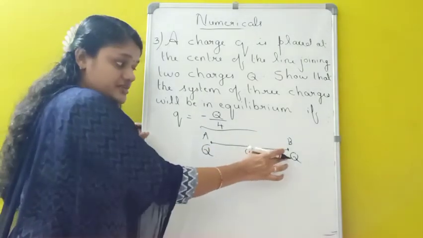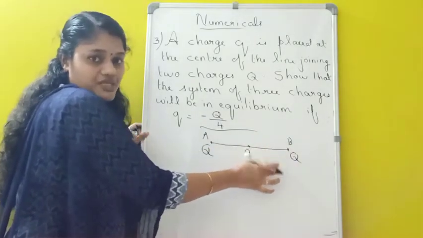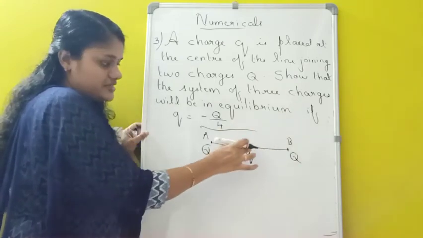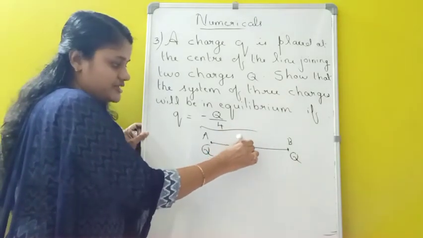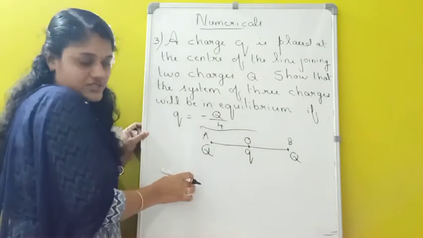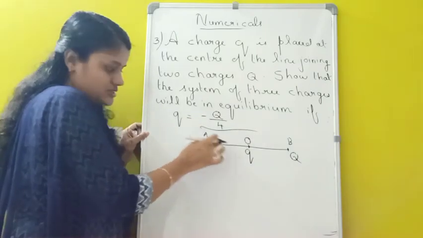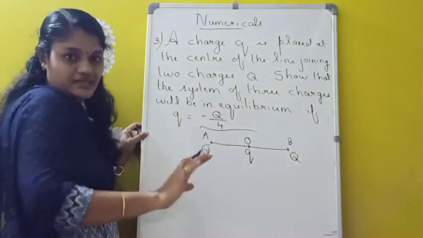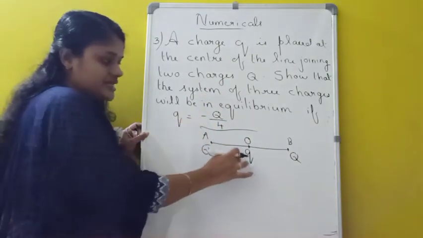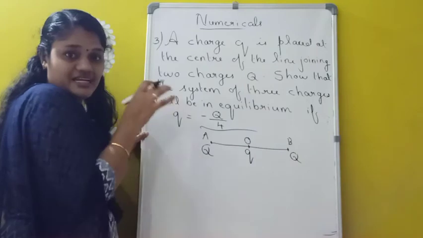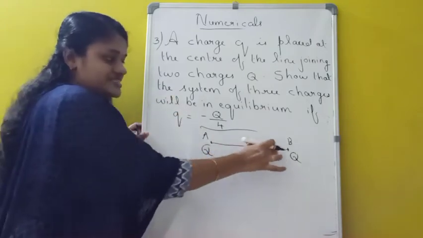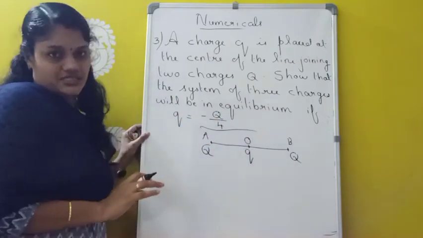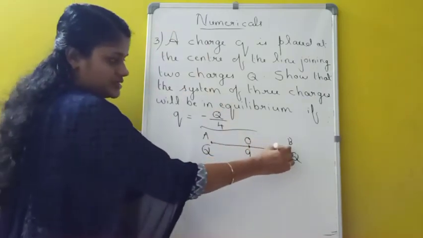Similarly, the net force acting at this point B also will be 0. Similarly, the net force acting at this point, suppose I am taking O, the net force acting at A, O and B must be 0. Only then we can say that these 3 charges will be in equilibrium. That means the net force acting on each and every charge must be equal to 0. Suppose I am taking this point B.